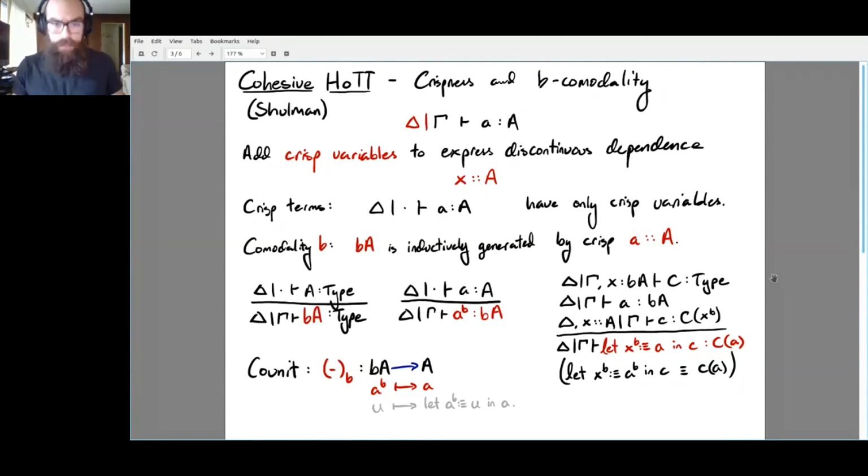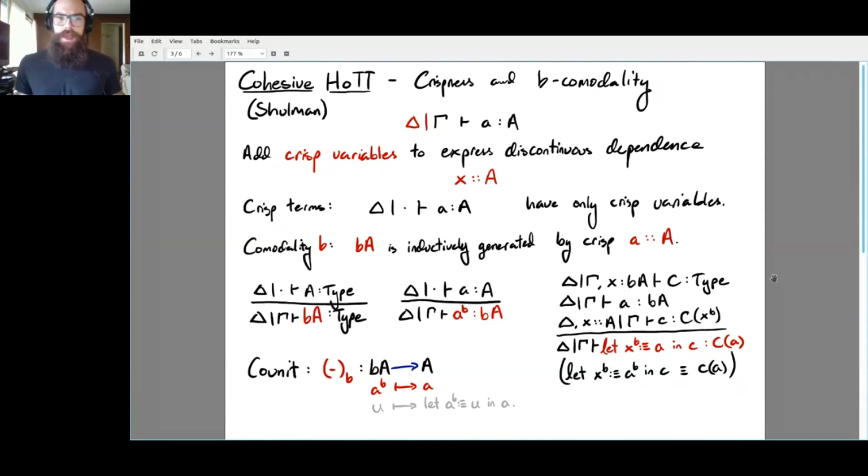And so now that we have these discontinuous variables, we can express this discontinuous dependence. We will internalize this by using a comodality, flat. So flat A is going to be a type, and we can think of it as being inductively generated by the crisp elements of A. I've written the rules up here just so that you know that I'm actually doing type theory, sort of. We can only form flat A when A is crisp. And if we have a crisp element of A, then we can upper flat it to put it into flat A. And then the last thing here is an induction principle.